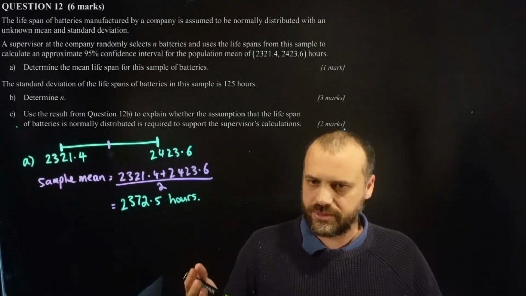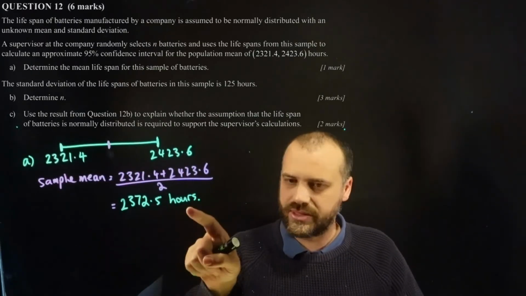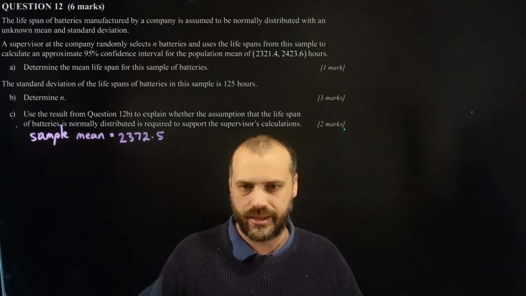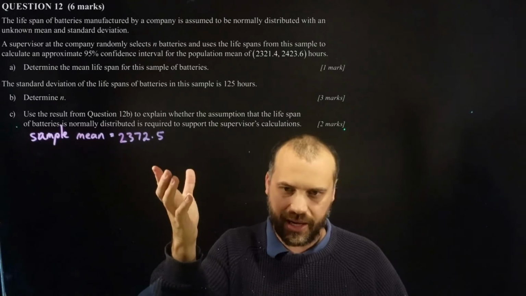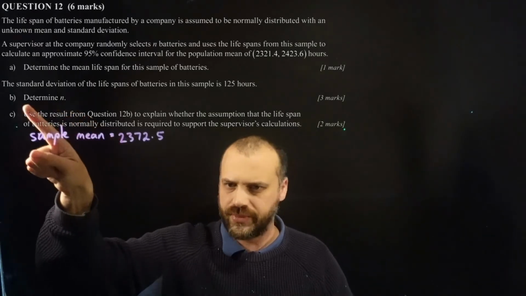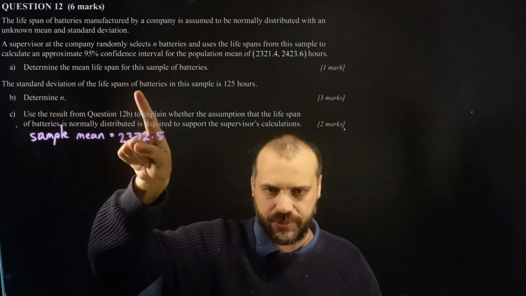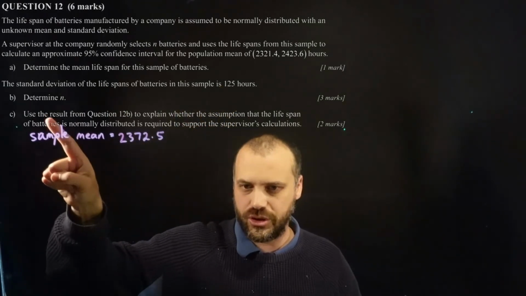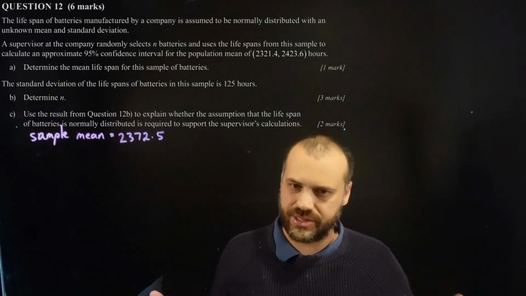Now we are going to move into part B here. Now I think I need this to answer part B, but I am going to get rid of the rest. Let's regroup. All right, so that's a little bit of answer from part A we needed. Let's look at part B. The standard deviation of the lifespan of batteries in this sample is 125 hours. Determine N, determine the sample size.